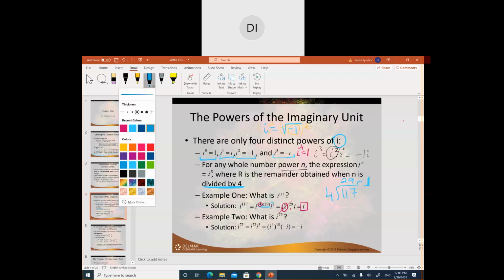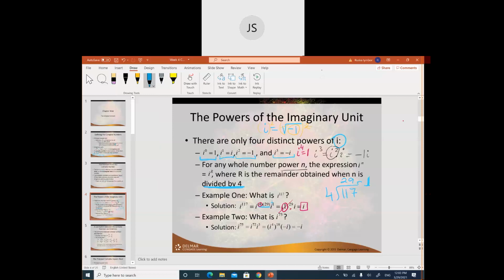So i to the 29, can you repeat what you said about that? Yes, so we have i to the 4 and then to the power 29. So i to the 4 is 1. 1 to the 29 power is 1 because 1 with any exponent is 1. So that's why I just cross it out, it disappears. It's not like 1i. 1 times i is i. Yes? Got it. Okay, any other questions?